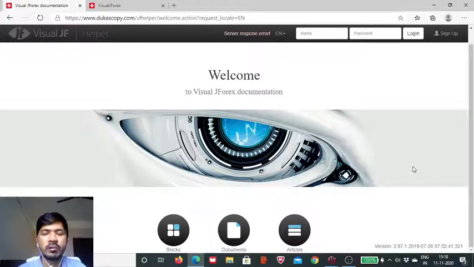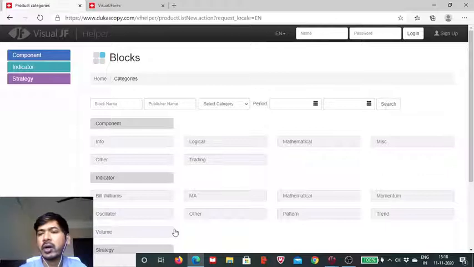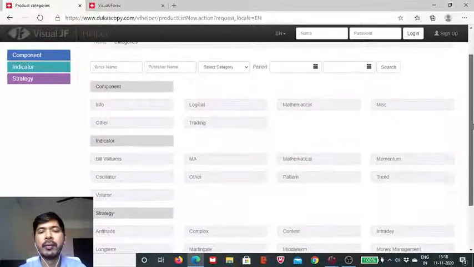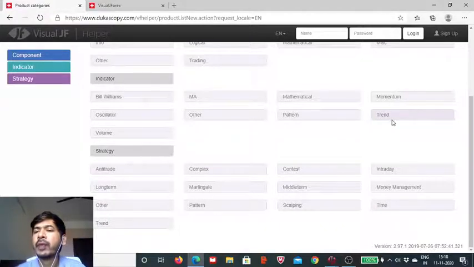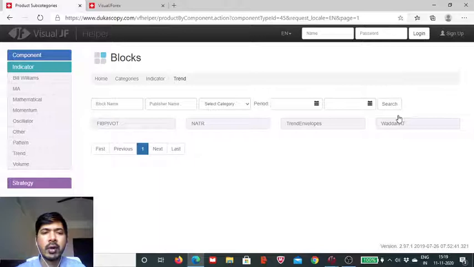Today's session of Visual JForex, we will be taking a look at the indicator named Fibonacci Pivot Point. This is an indicator which can be utilized to figure out the trend as well as the support and resistance levels for the underlying instrument. So we will be seeing how we can utilize this indicator to develop and design automated algorithms on the Visual JForex platform, which we can then use to figure out the optimum entry and exit points.